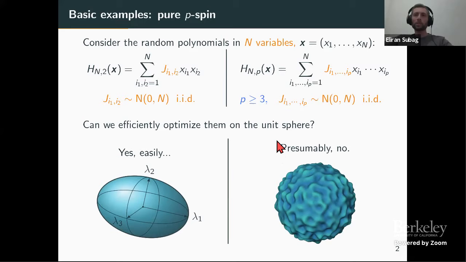The caricature is more or less this. If I plot the function in the case of p equal to 2, such that the distance from the origin is the value at a point on the sphere, this is how it looks. And when p is larger than 3, it's a much more complex function. Specifically, it has many more critical points.